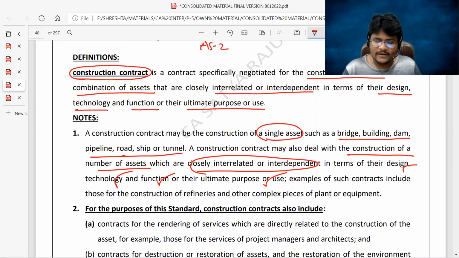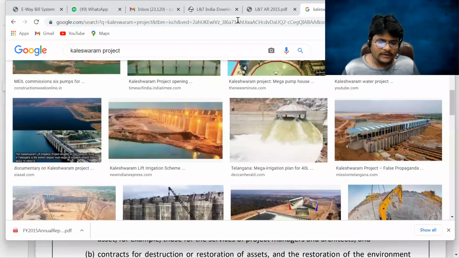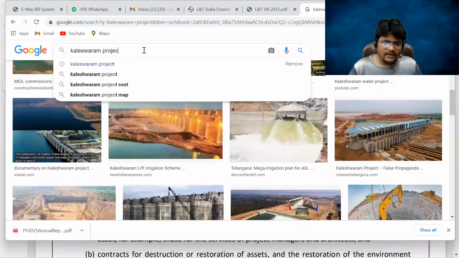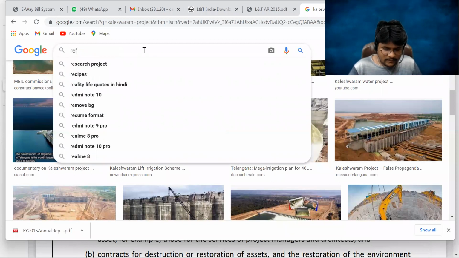For such cases, they give the example of construction of refineries. Refineries means they extract the petroleum resources, or they refine the oils. All such things are other complex pieces of plant or equipment, which are generally inclusive of interrelated things. If I show some refineries, then you can easily understand.